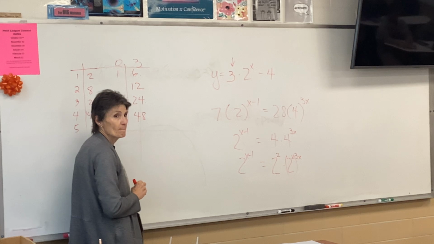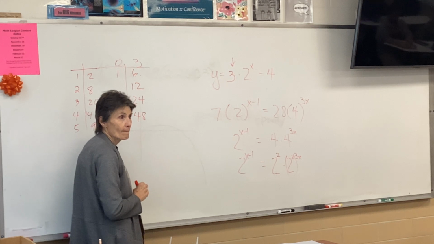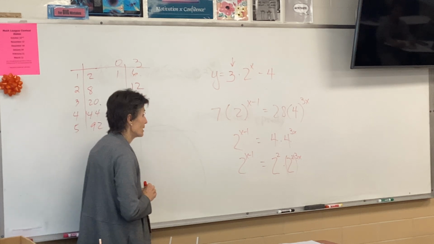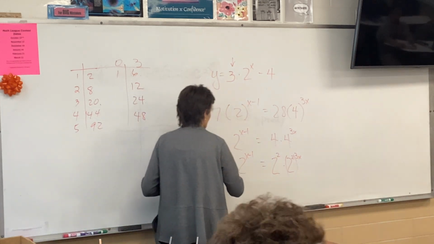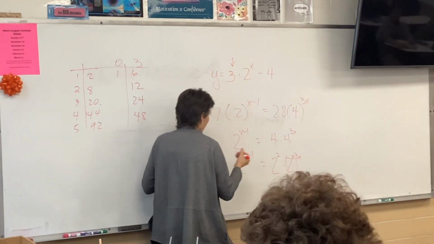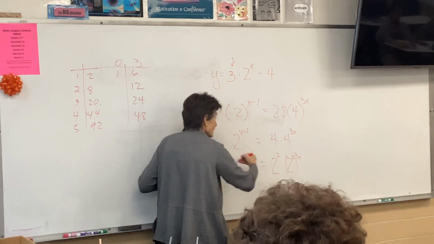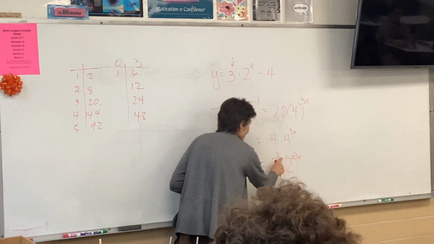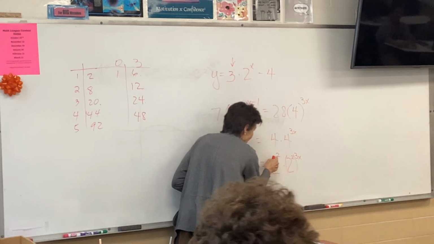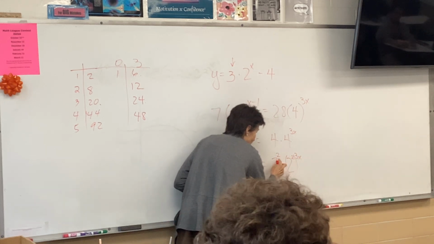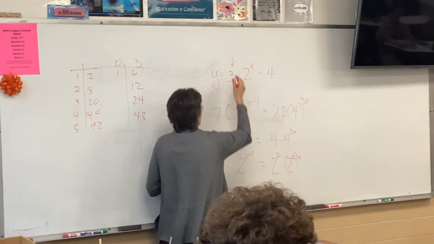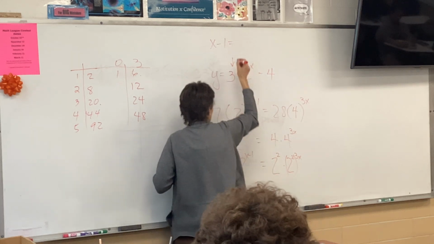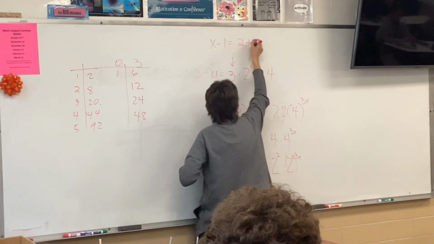Everybody with me? How about a nod? Okay? So all my bases are the same. So now I can just work with my exponents, but be real careful. What's happening to that 2 and this 6x right here? They're added. So x minus 1 equals 2 plus 6x.